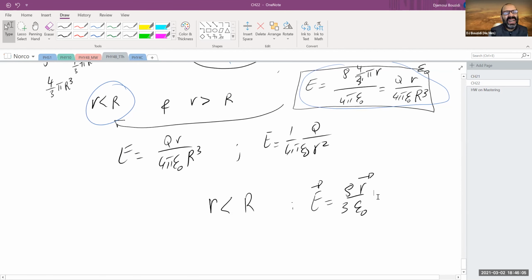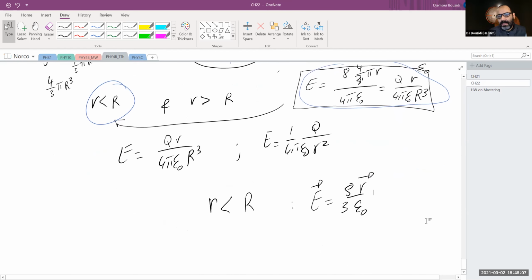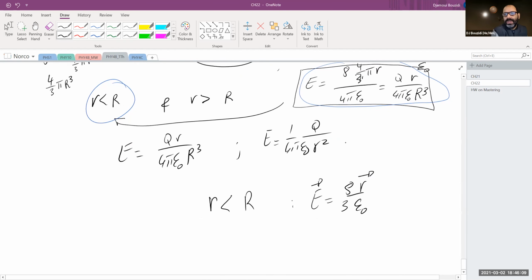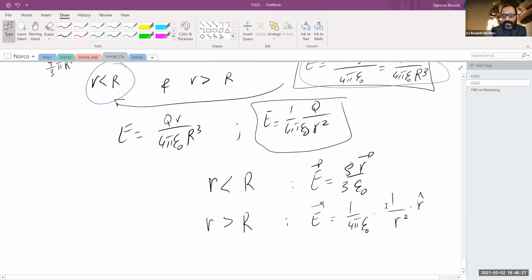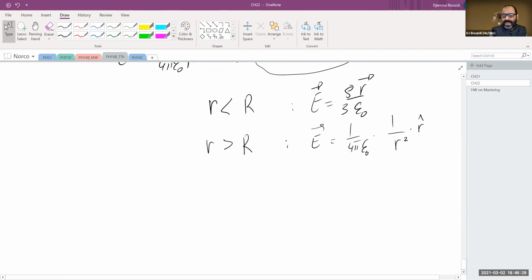So the electric field is radial inside. Outside, though, it looks like a point charge. So outside, it's this expression, for r greater than big R. We found the electric field, again, to be 1 over 4 pi epsilon naught times 1 over distance squared times the unit vector r hat. So this is the radial vector again. Sometimes you will find this written differently, so be careful with it: r hat times the length of the vector r is the vector r itself.